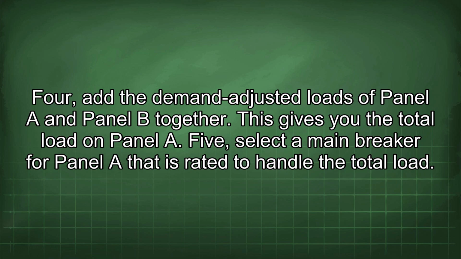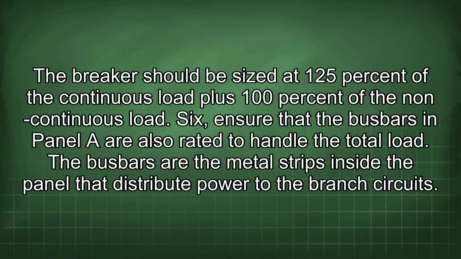5. Select a main breaker for panel A that is rated to handle the total load. The breaker should be sized at 125% of the continuous load plus 100% of the non-continuous load. 6. Ensure that the busbars in panel A are also rated to handle the total load. The busbars are the metal strips inside the panel that distribute power to the branch circuits.